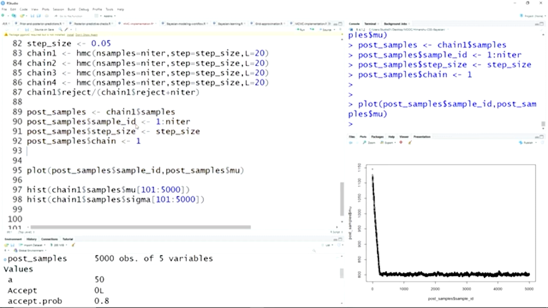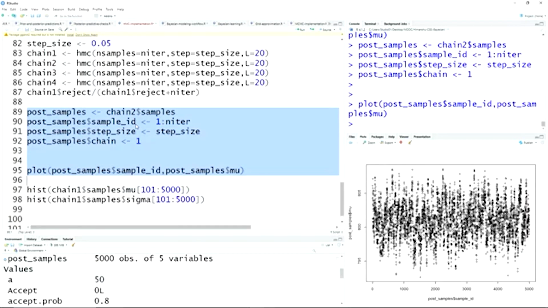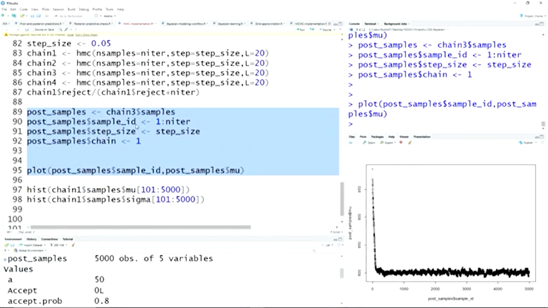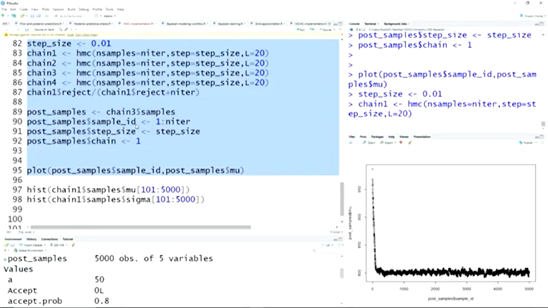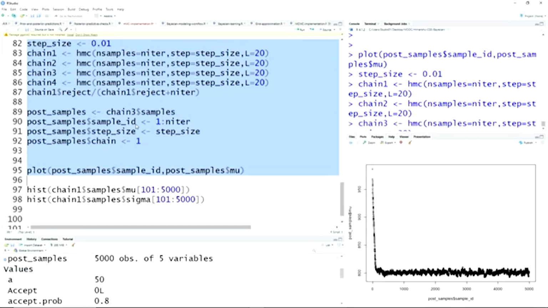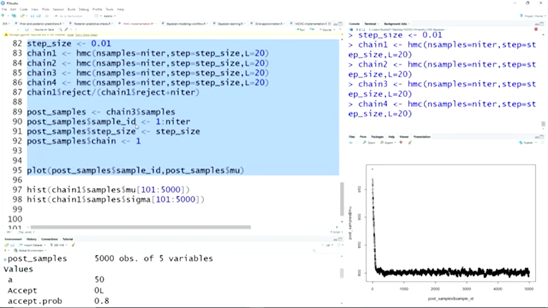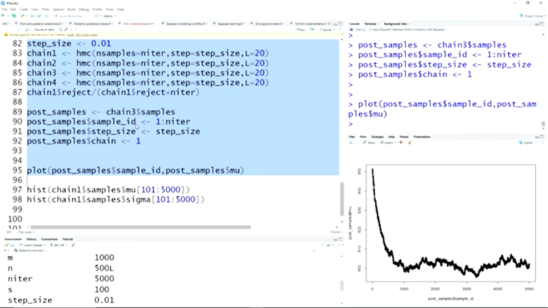This is what happened with chain 1. Let us see what happens with chain 2. Chain 2 looks like this. Chain 3 looks like this, and this will look even worse if we take 0.01. So the step size that we have changed now is 0.01. This is how it looks now. This is chain 3. This is chain 1.